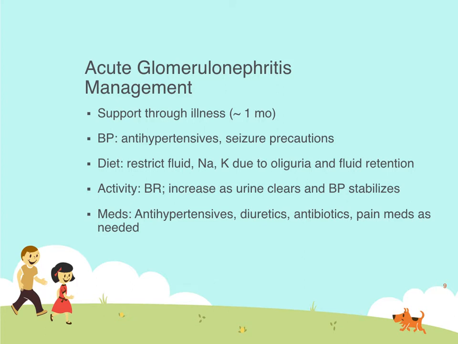So the medications that you would anticipate are going to be antihypertensives, diuretics, antibiotics if there is still active strep infection, but many times this isn't the case, and then administer pain medications as needed. Remember, when we are administering diuretics, it is very important that the nurse knows when to expect the result of that diuretic therapy, and in turn, you monitor the urine output.